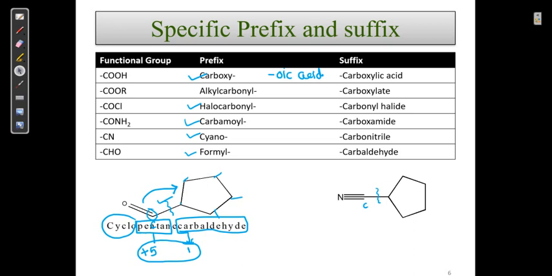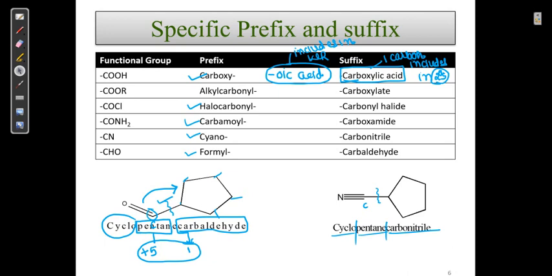So when you use the oic acids, please listen here. If you use the oic acid, all carbons are included in the parent chain, in the word root. And when you use carboxylic acids, one carbon is included in the secondary suffix, is it? So this is known as cyclopentane carbonitrile, because this is cyclopentane and this is carbonitrile.